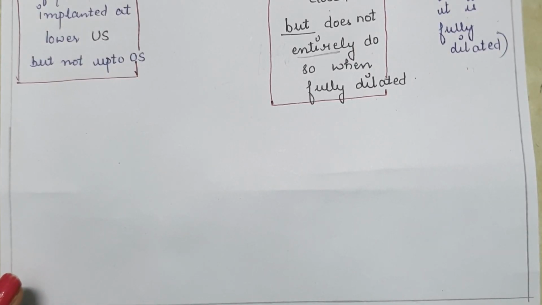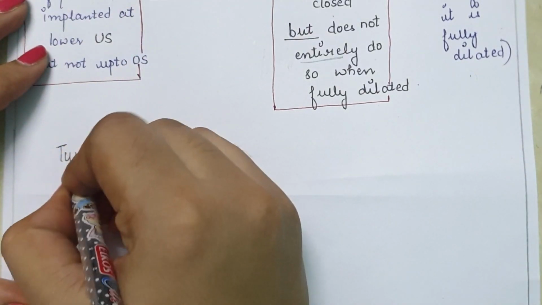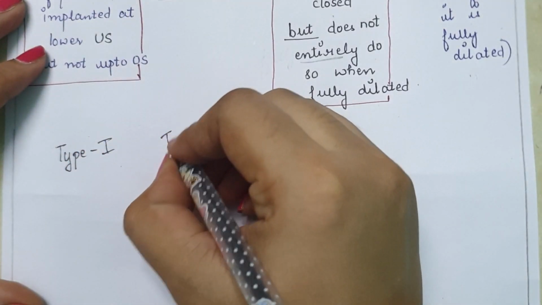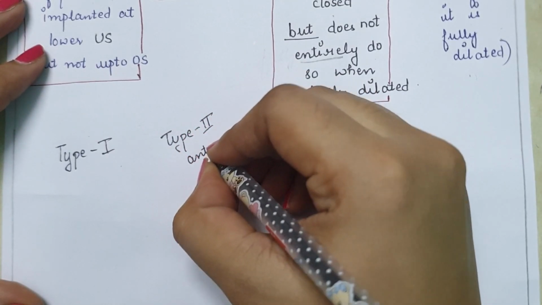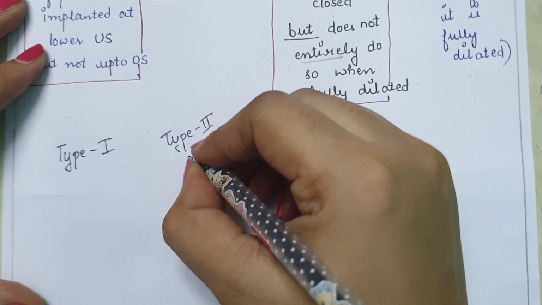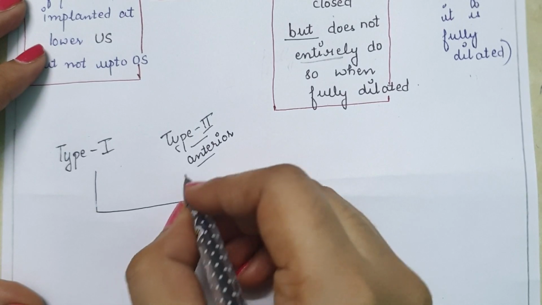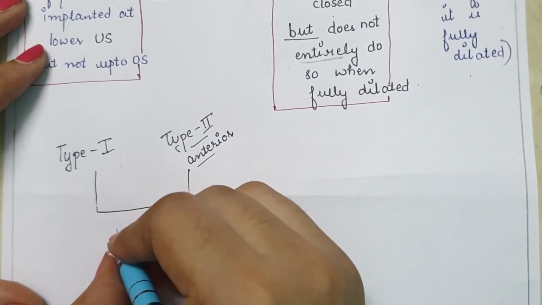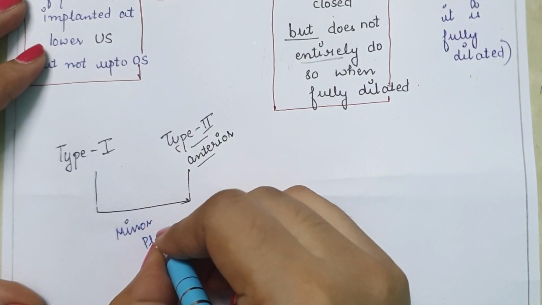Next is minor and major placenta previa. In that case, type 1, that is low lying, plus type 2 anterior, in which the placenta is attached at the anterior side. These are considered as the minor placenta previa. That is minor placenta previa.